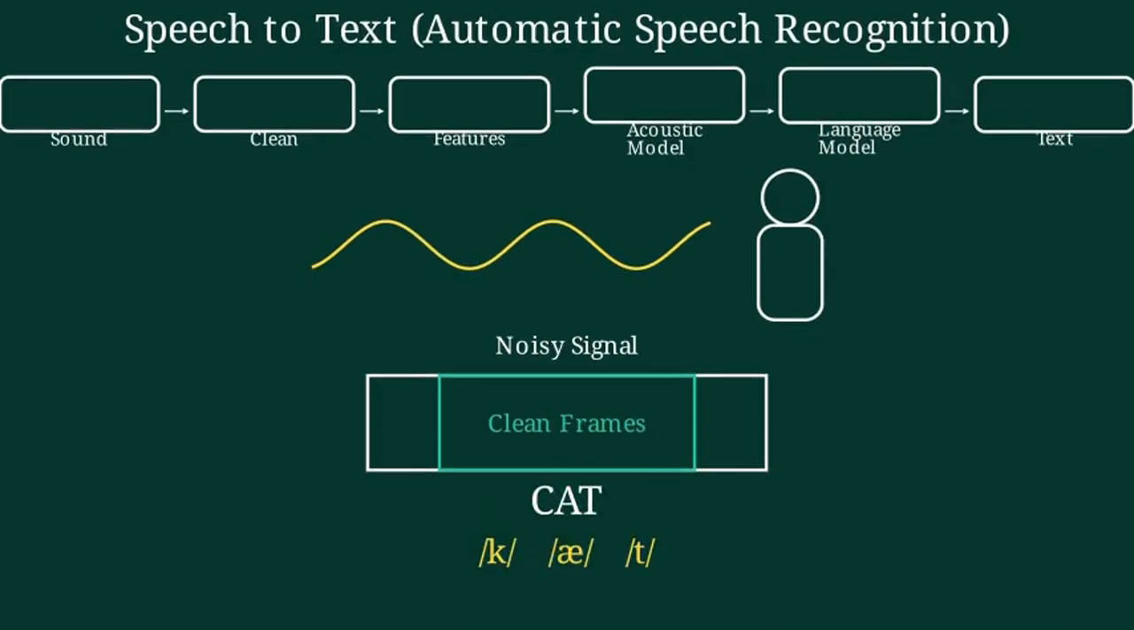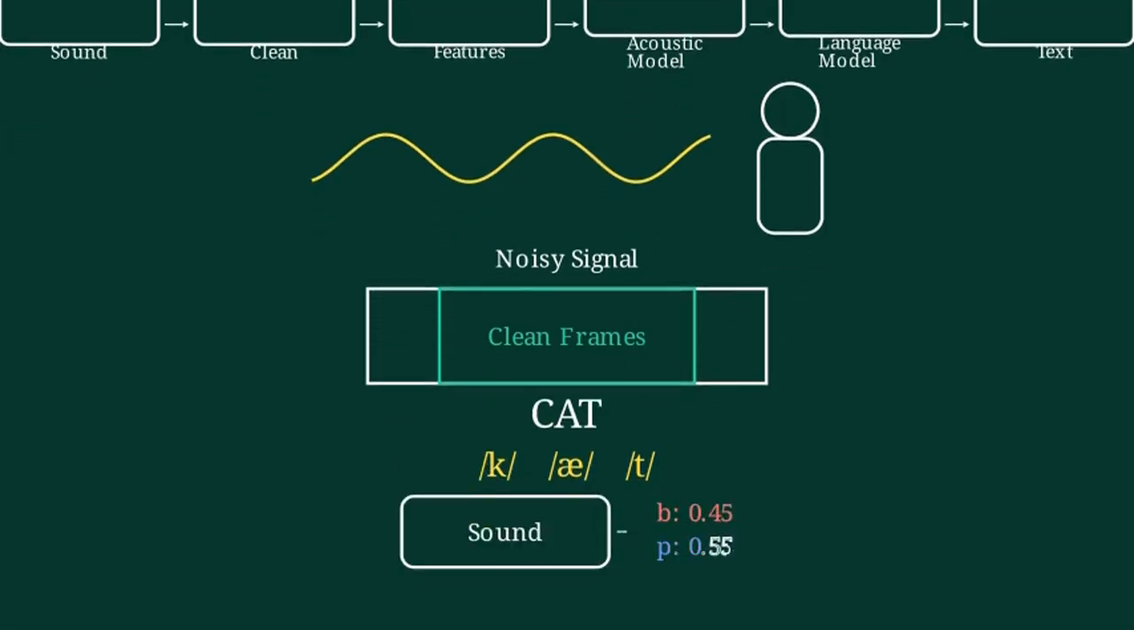Step 3 is feature extraction. The computer looks for phonemes, the smallest sound units. For the word cat, the phonemes are K, A, and T. Step 4 is the acoustic model. It compares each sound to possible phonemes and assigns probabilities, like does this sound more like B or key.